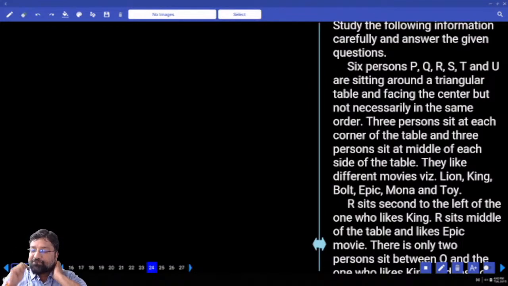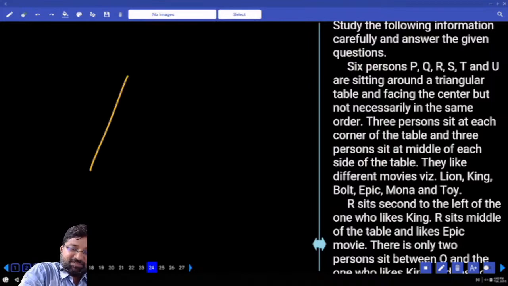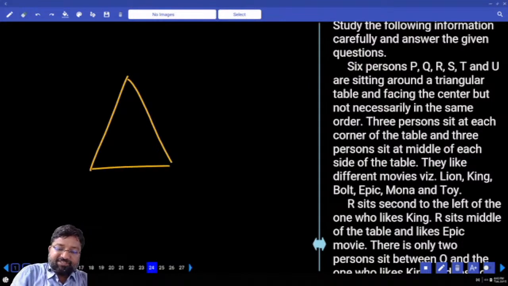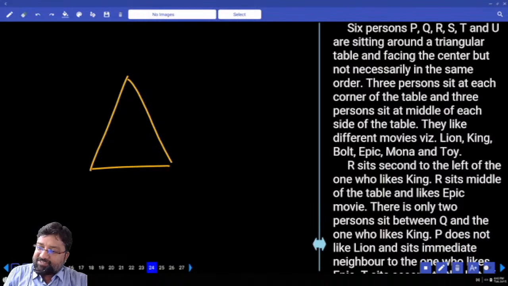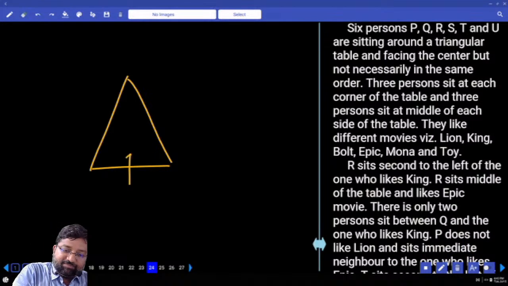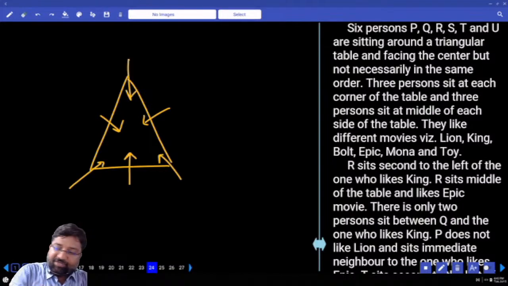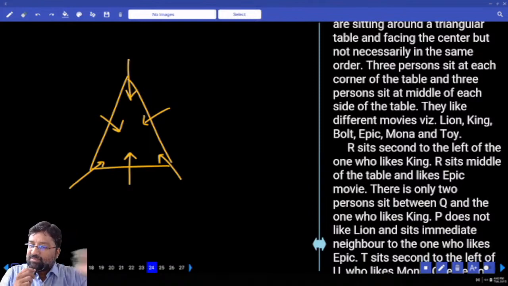6 persons P, Q, R, S, T, U are sitting around a triangle table and facing the center, but not necessarily in the same order. How many persons? 6 persons. Triangle table facing the center. 3 persons are sitting at each corner of the table. 3 persons are sitting along the edges of the table. Corners and middle of the sides.